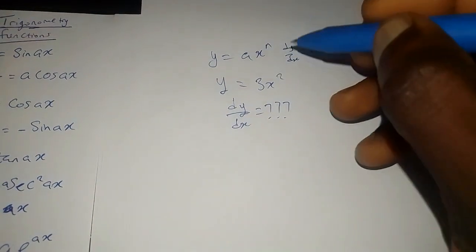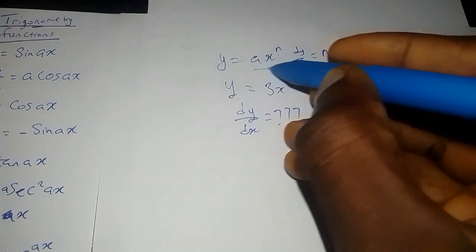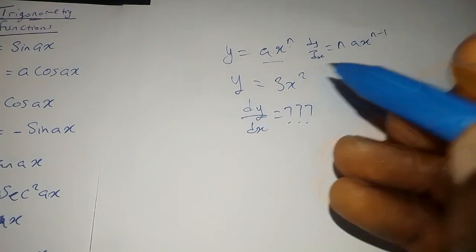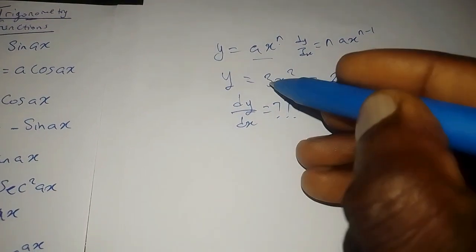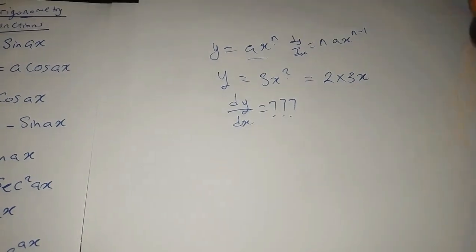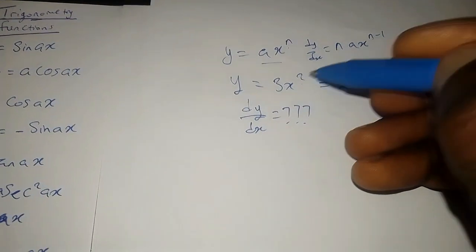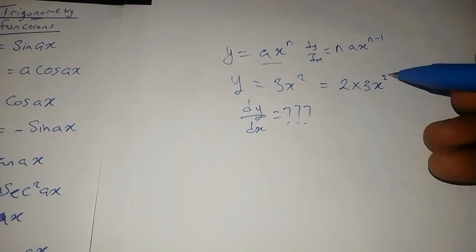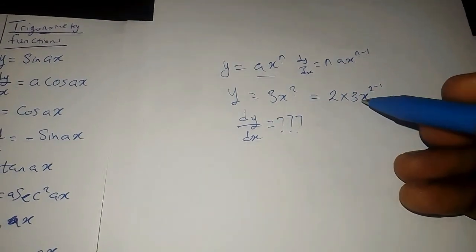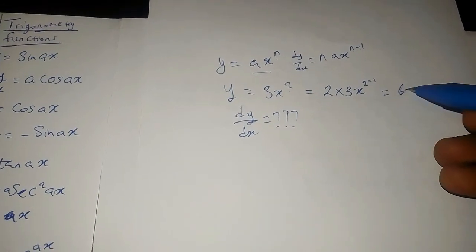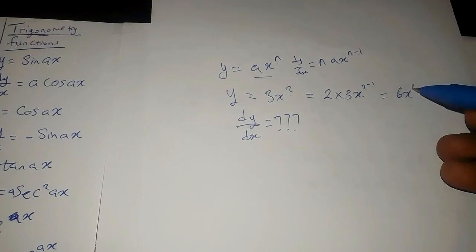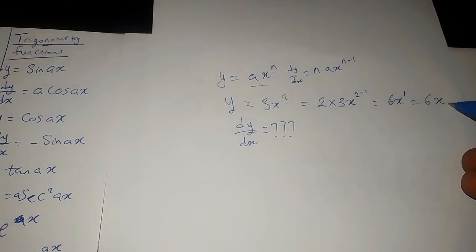Which means what they are saying here is that I multiply my power, which is 2, with the base, which is 3x, all raised to the power, the power again. What's the power? 2 minus 1. That's then equal to 2 times 3, which is 6x raised to the power 2 minus 1, which is 1, and the final answer is 6x.